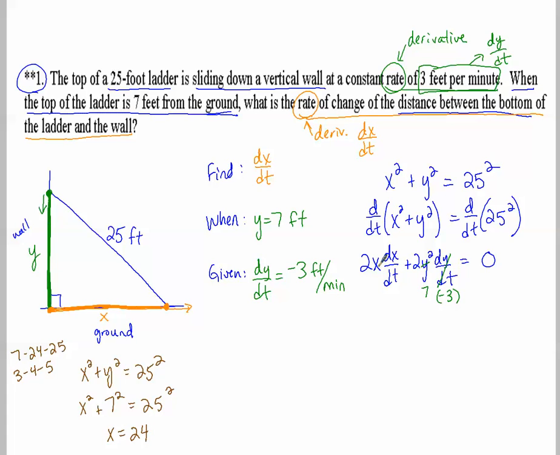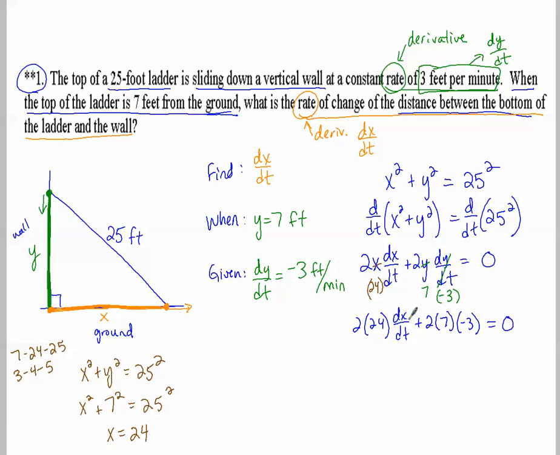So I'm going to plug in 24 for x over here. Let's rewrite it with our information plugged in. 2 times 24 times dx/dt plus 2 times, oh, I just noticed I left a squared there. Let's fix that. Let's get rid of that little squared. It's 2y, not 2y squared. Excuse me for that mistake. 7, back to plugging it in, times negative 3 equals 0.